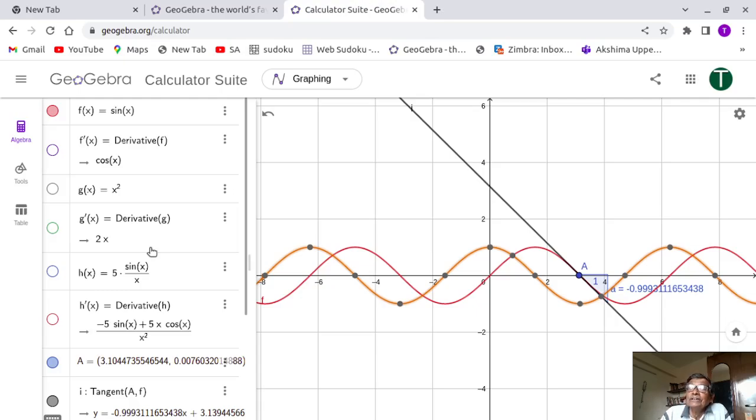Is that clear? So today I stop here, and we will continue in our lecture 6. Perhaps I will start with sequences, another very important concept in GeoGebra. Thank you so much for listening.